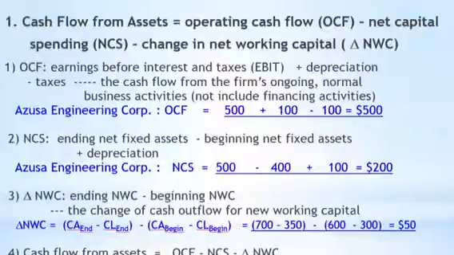Next is the NCS. The NCS equals the ending net fixed assets minus the beginning fixed assets plus depreciation. To generate a $500 million income, the company spent $200 million in fixed assets. Now we will calculate the change in net working capital, NWC. The NWC is the current assets at the end of the year minus the current liabilities at the end of the year, and the current assets at the beginning of the year minus the current liabilities at the beginning of the year. When we subtract the beginning from the end, the change in NWC is $50 million.